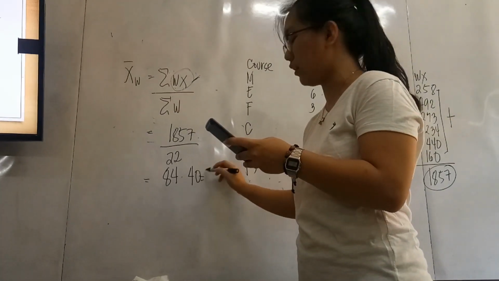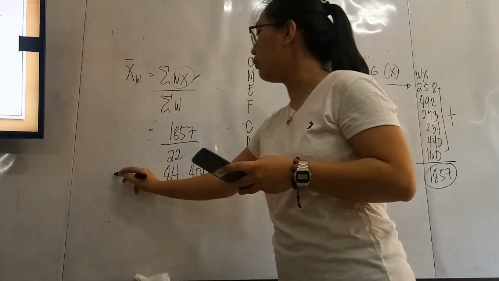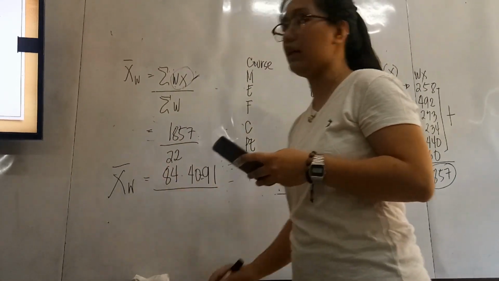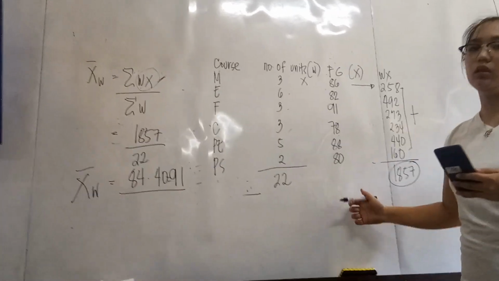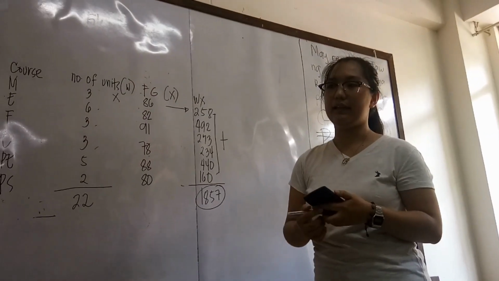So we have 4091. So this is our weighted general average of this person who took these courses. Okay na.